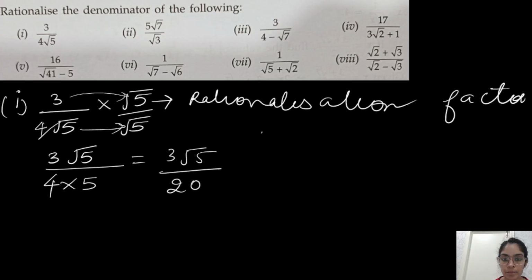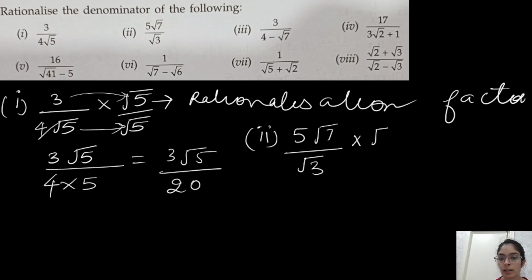Let's do the second part. Similar to the first one, we have the second part also. This is 5 root 7 by root 3. So here also we have an irrational number in the denominator. Whenever we have irrational numbers, what can we do? See, here we had two numbers, one rational, which is 4, and one irrational. Only the irrational number you have to choose. So here the irrational number is root 3. So with root 3 we will multiply numerator as well as denominator.